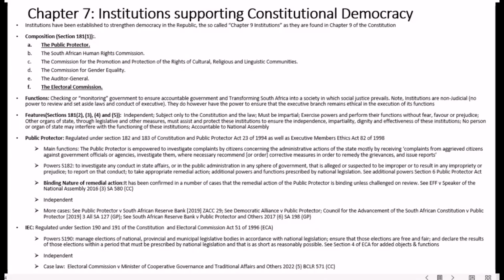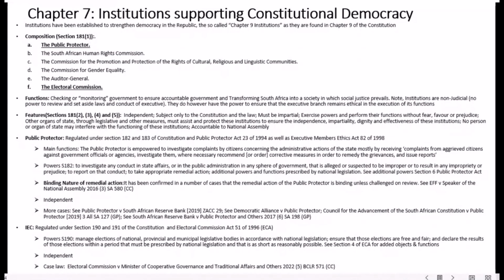So their powers, colleagues, in terms of section 182 of the Constitution, these are the powers granted to the Public Protector. They can investigate any conduct in state affairs or in the public administration in any sphere of government that is alleged or suspected to be improper or to result in any impropriety or prejudice, to report on that conduct and to take appropriate remedial action. And then we see that additional powers and functions are also prescribed by national legislation, and for this you can look at section 6 of the Public Protector Act, which outlines additional powers that the Public Protector actually has.